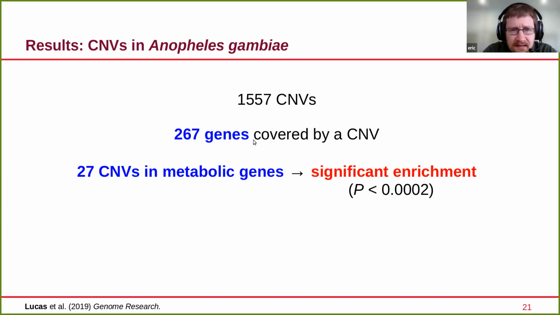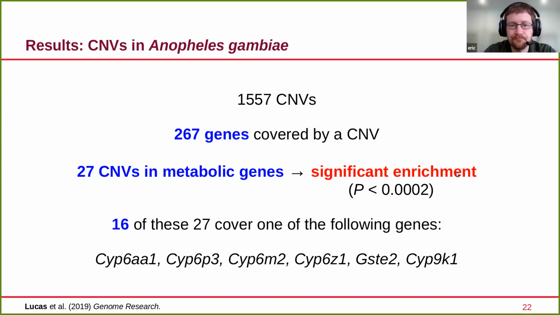So even if we take into account the fact that the CNVs were more likely to cover genes, if we randomly assign CNVs to genes, we would end up with fewer than 27 metabolic genes. So finding 27 CNVs in metabolic genes was a significant enrichment. So we have enrichment of genes, and within that we have enrichment of metabolic genes.